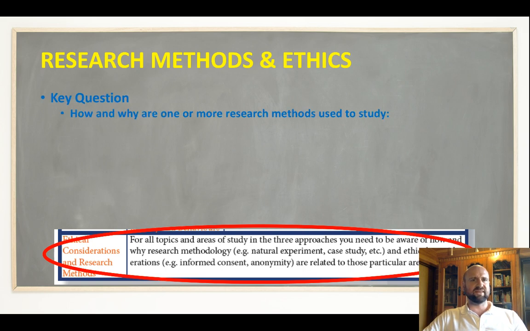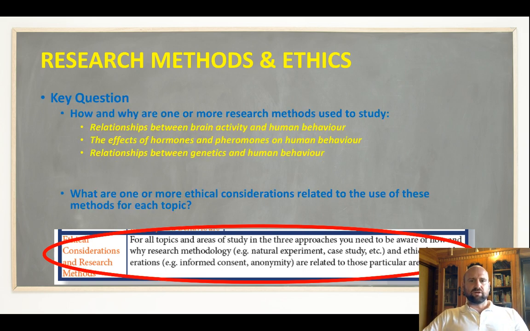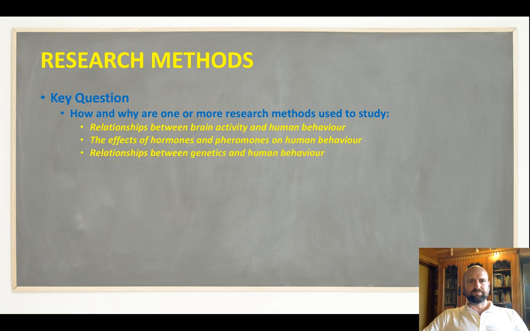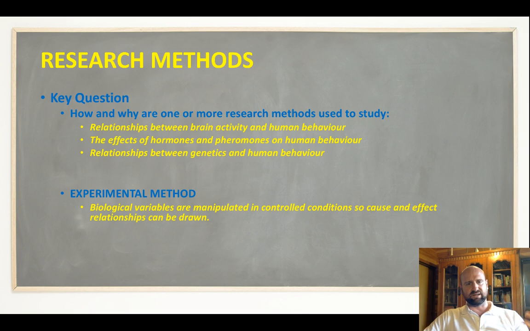Okay, research method and ethics. I'd focus on the experimental method, and especially for brain activity and pheromones, I'd typically be looking at true experiments. It's easier to explain, and a bit more simple for students. Biological variables are manipulated, there are control conditions, and cause and effect relationships can be drawn.